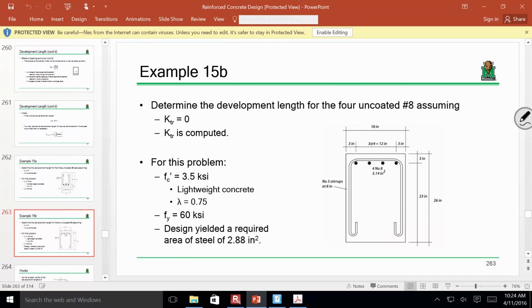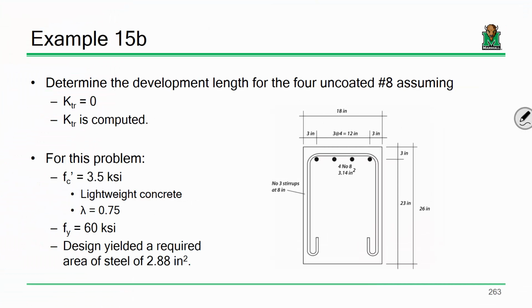All right. So same deal, we're going to say, all right, what if we ignore KTR, what if we actually compute it? But the beam we're looking at is a little different. A couple things. Number one, we're dealing with 3.5 KSI concrete, and I decided to mix it up a little bit. We're going to use lightweight concrete for this. So our lambda is not just 1, it's 0.75. We're still dealing with 60 KSI steel.